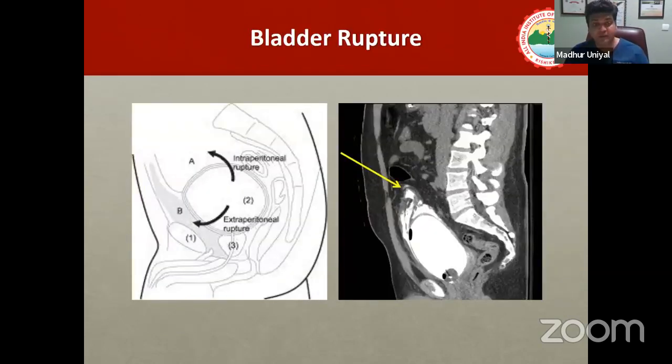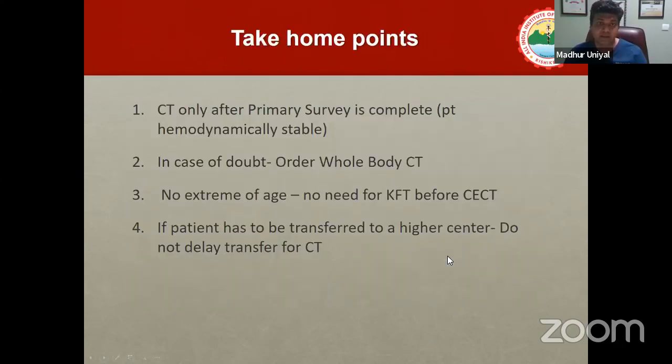Bladder rupture is very good to see. You can see on the left side, there can be intraperitoneal bladder rupture where contrast will be all around the bowel, and there can be an extraperitoneal bladder rupture, which is contained in the extraperitoneal cavity. We don't have to do anything for 2 weeks. We keep a Foley and the patient is fine after that.